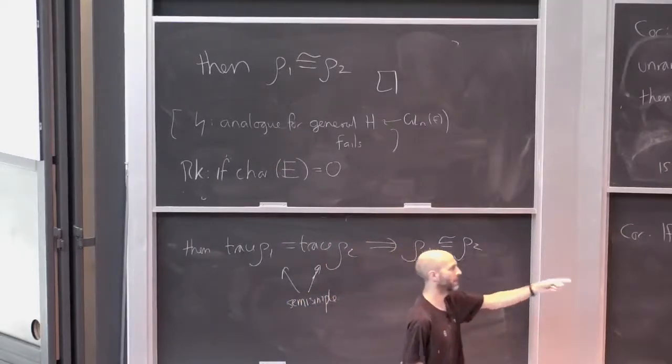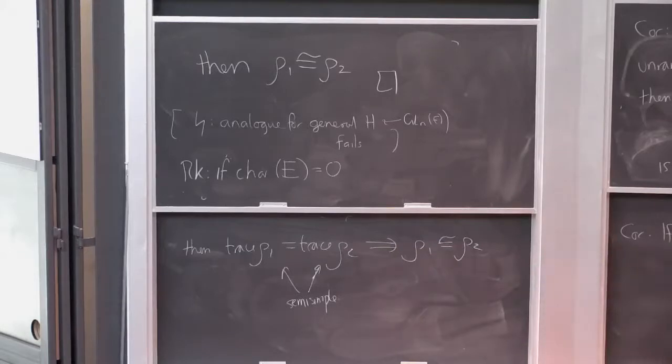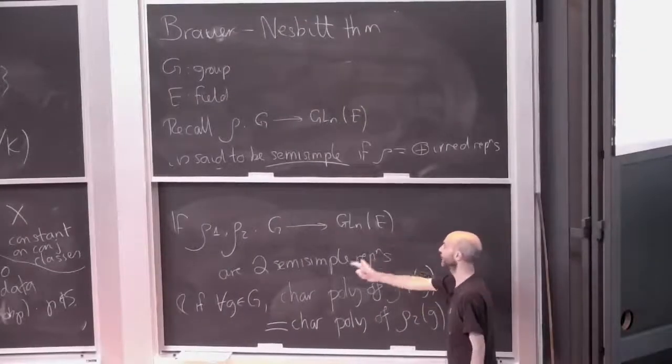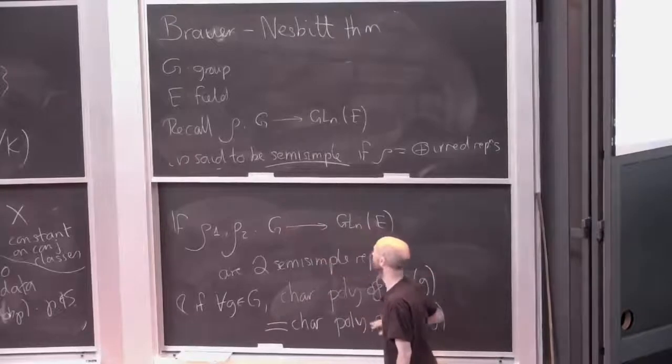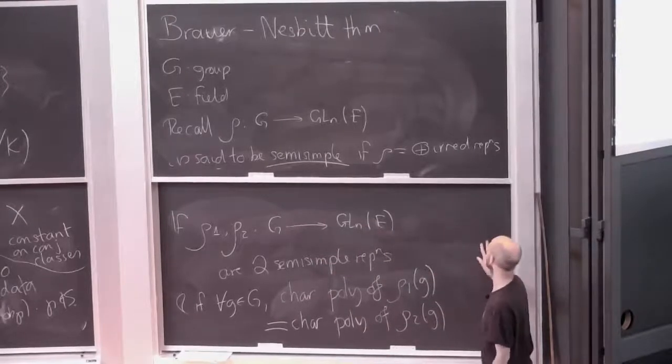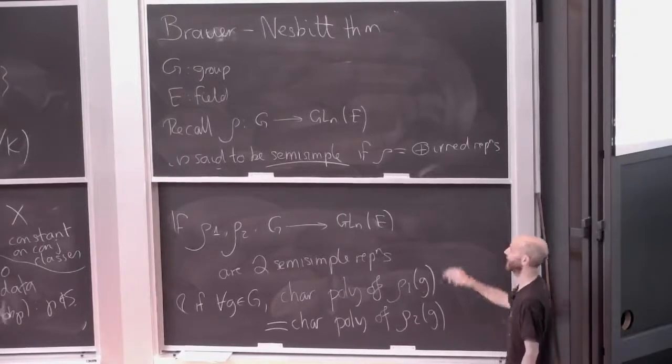If I drop semi-simplicity, this is kind of trivially false for trivial reasons. Take rho 1 and rho 1, a non-semi-simple representation. I mean, if G is finite, there aren't any. But for a complicated infinite group, if I take a non-semi-simple representation, it's got this as a sub, and this is a quotient, and then there's some random stuff in the upper right-hand corner.